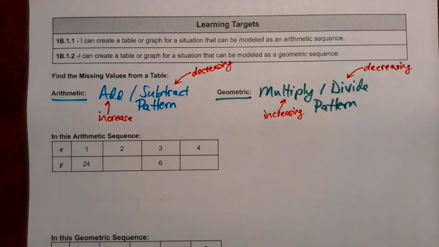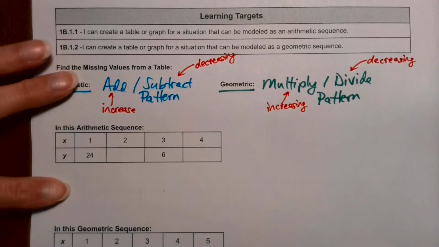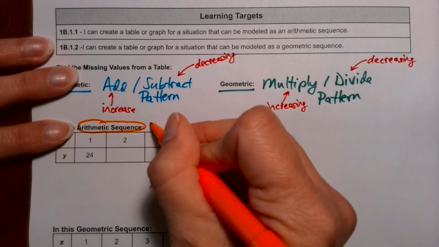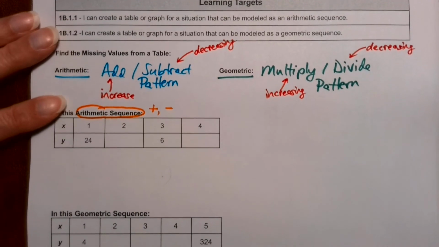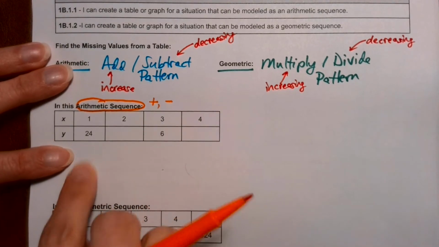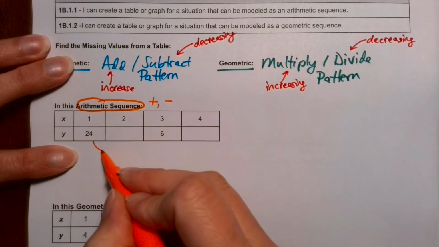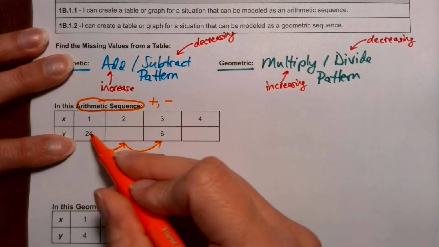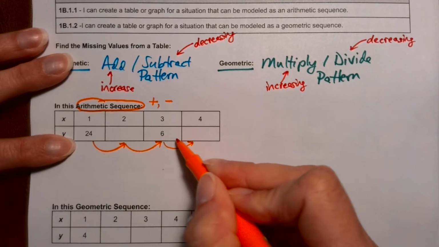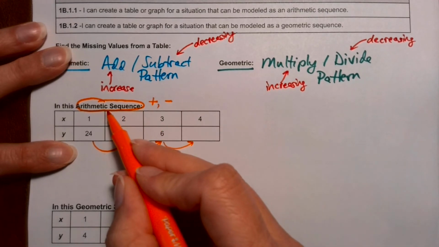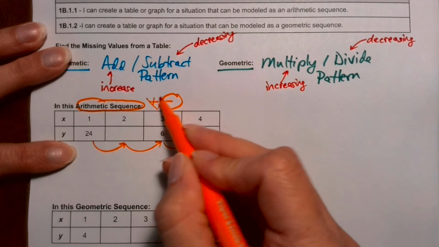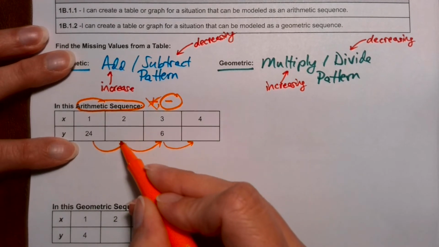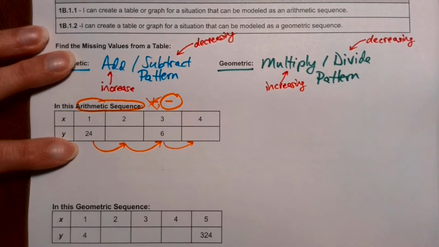Okay, so in this first example here, I want to make sure that I read the directions. In this arithmetic sequence, that tells me right away that it's either an adding or a subtracting pattern. We're going to look at the y values, the outputs. 24 turns into something, then it turns into a 6. It looks like the numbers are getting smaller. So since it's arithmetic, it's got to be a subtraction pattern. Now I have to figure out, how does 24 subtract and then subtract to get down to a 6.